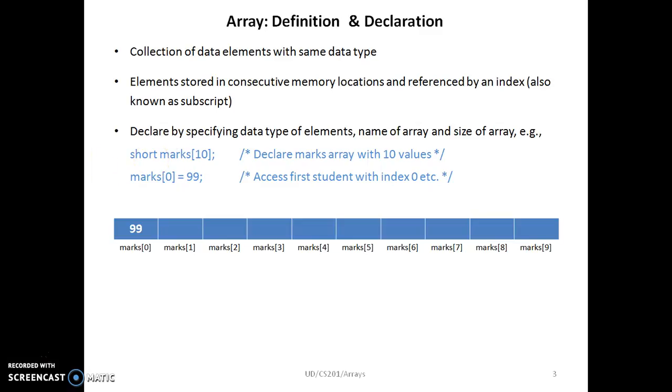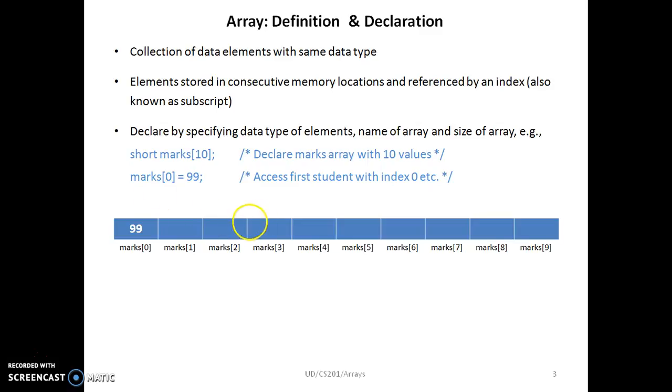Let's take the second example. Here we are accessing a specific element. You can see that for accessing an element, what we essentially need to do is specify the name of the array, and then within square brackets you specify the value of the index. So here the value of the index is 0, which essentially means the first element in the array.